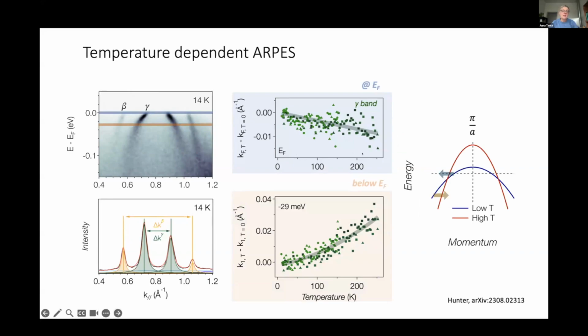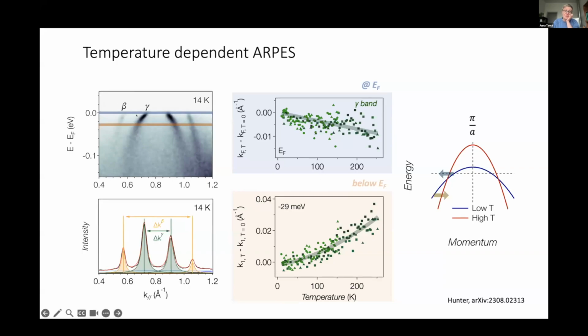We see that as you increase the temperature, there is a small change in the Fermi wave vector, and this is consistent with a small deflation of the Fermi surface. If you repeat the same analysis down here, you find the opposite trend, and this trend can be described in the sketch here. It's consistent with the mass of this gamma band becoming lighter as you increase the temperature.